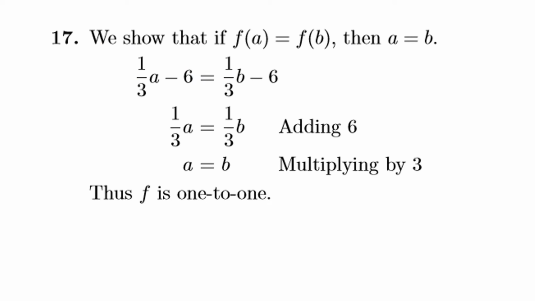So we have to show that if f of a is equal to f of b, then a is equal to b. If I put a in, I get the expression on the left side of this equation. If I put b in, I get the expression on the right side. Now I can add 6 to both sides, and then multiply by 3, and I get that a equals b. So we showed that if we start with the assumption f of a equals f of b, then a equals b. That means this function is one-to-one.